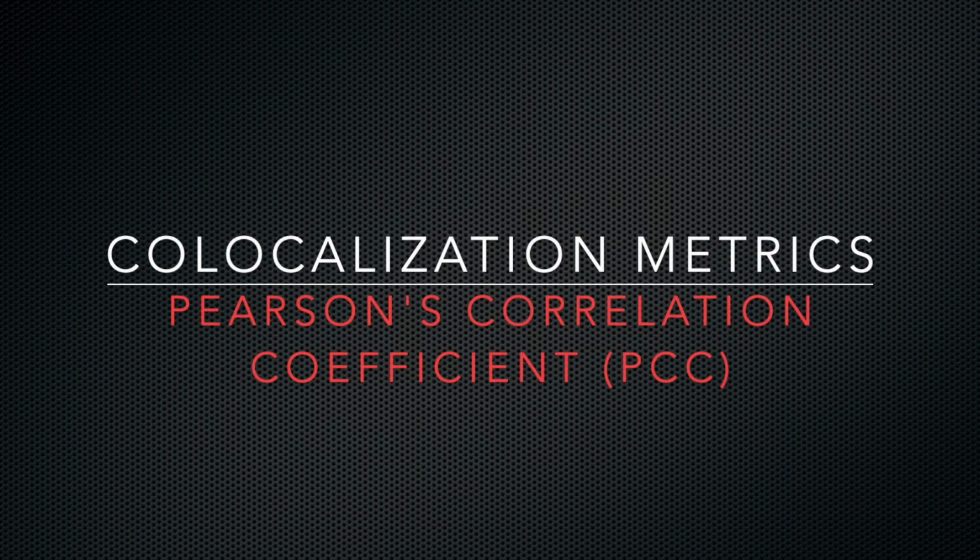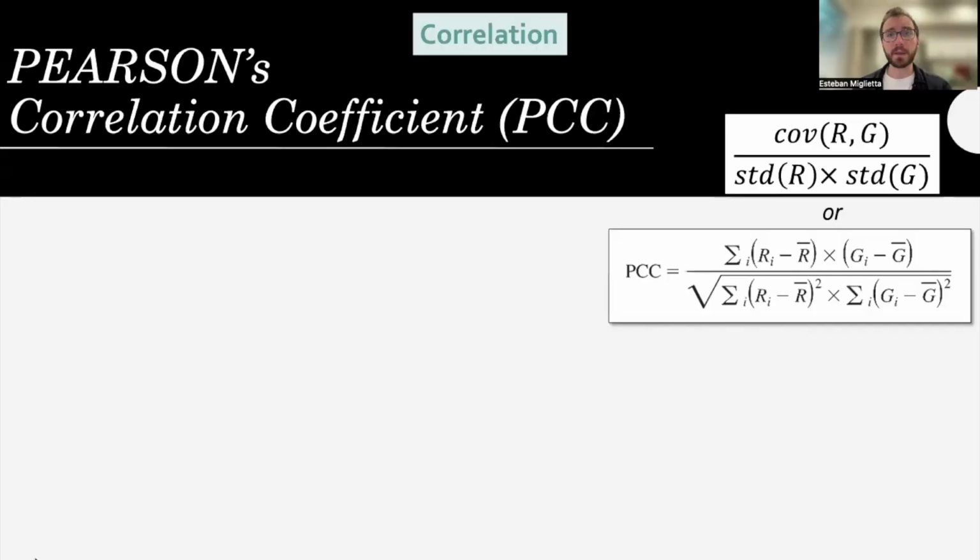Now we'll come to another metric, and it's probably one of the most widely used, if not the most widely used metric for colocalization, which is Pearson's correlation coefficient, or PCC. This is defined as the covariance of the red and green channels over the product of their standard deviations. I'm talking here about red and green, usually noted as R and G. This is just a convention, of course. It doesn't matter if it's red or green or any other color.